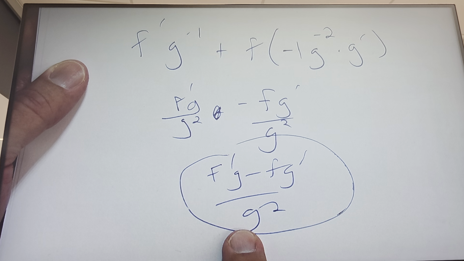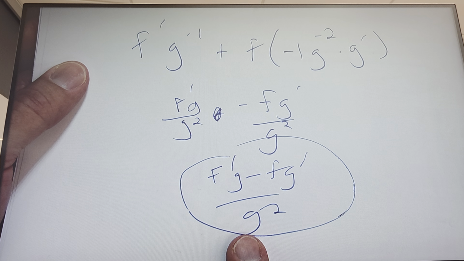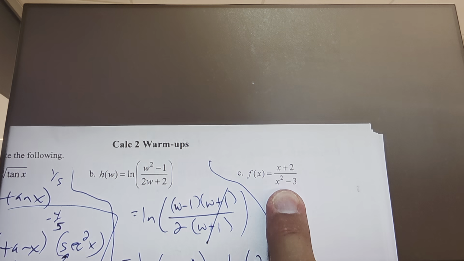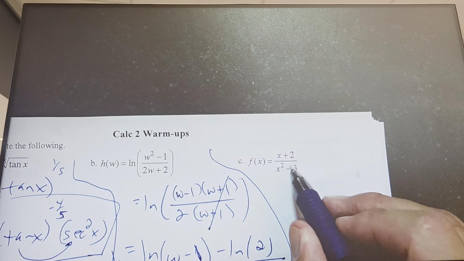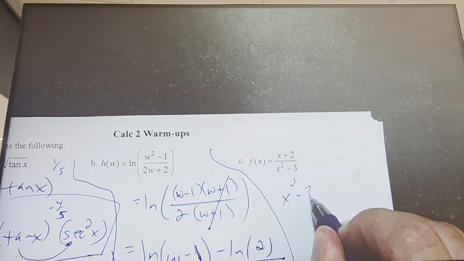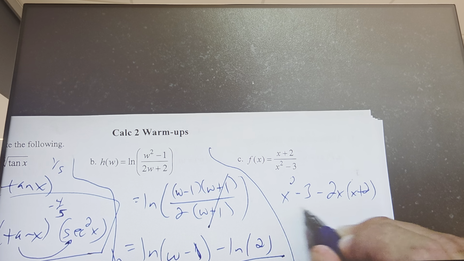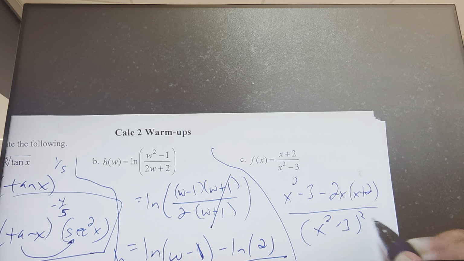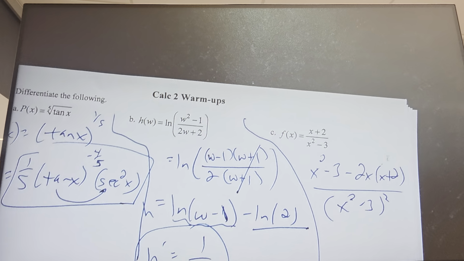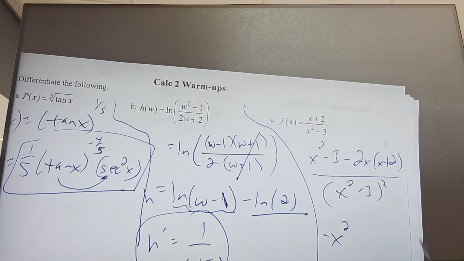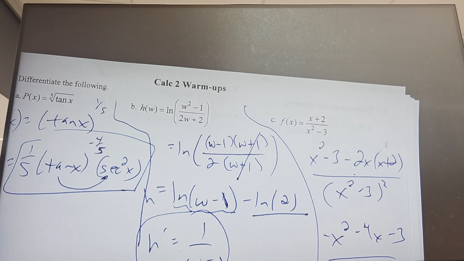No, that's what it is. That's one derivation of the quotient rule. So here, the derivative of the top is 1 times the bottom, minus the derivative of the bottom, which is 2x, times the top, all over the bottom squared. And then you just have to distribute and get your like terms together. x squared minus 2x squared is negative x squared. And then I get minus 4x minus 3. I think that's right, yes?